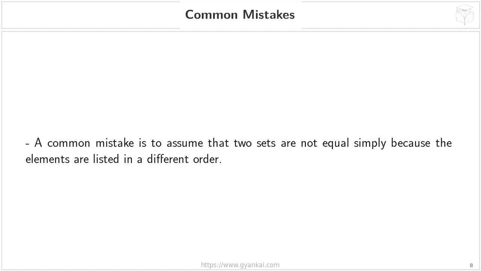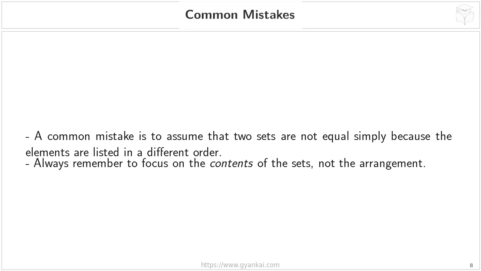Common mistakes. A common mistake is to assume that two sets are not equal simply because the elements are listed in a different order. Now, remember back to examples 1 and 2, where we had sets like A equals 1, 2, 3, and B equals 3, 2, 1. We established that the order doesn't matter. So, don't let a different arrangement trick you into thinking the sets aren't the same. Always remember to focus on the contents of the sets, not the arrangement. This is the key takeaway here.